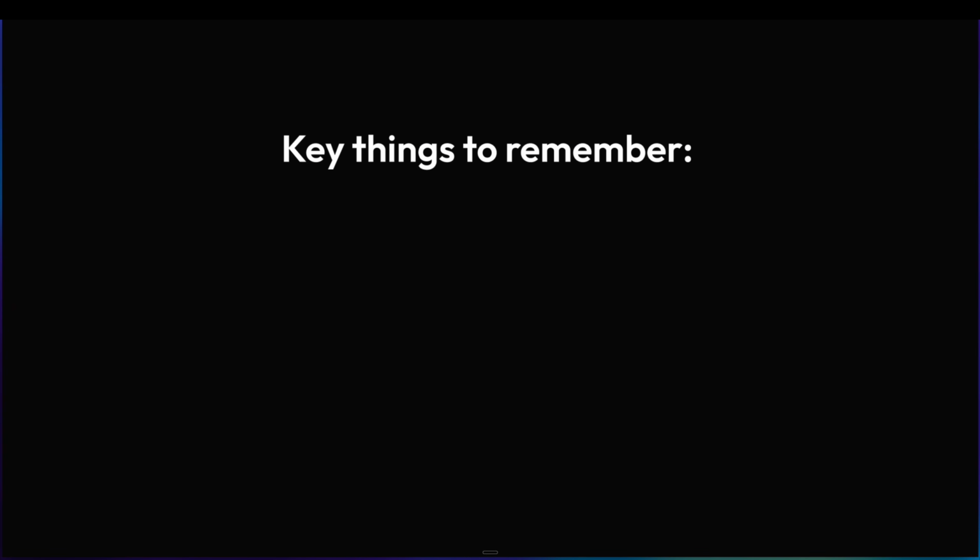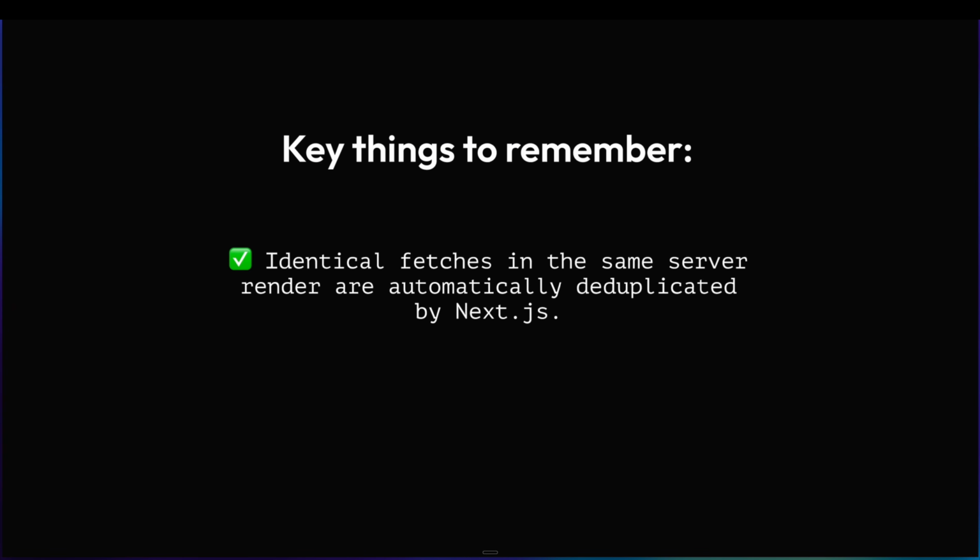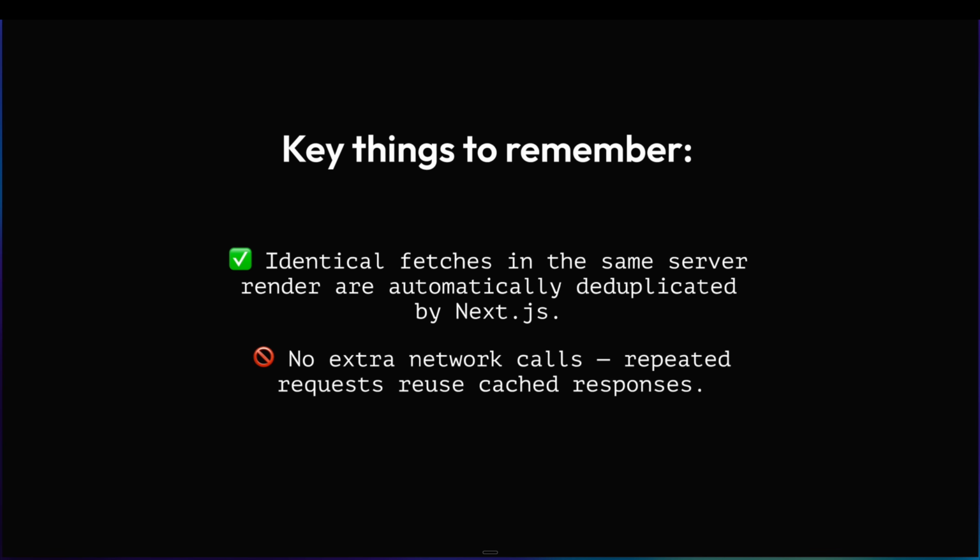So the key thing to understand here is that if you make the same fetch request multiple times during the same server render pass, Next.js will automatically deduplicate it for you. And you don't have to worry about redundant fetches slowing things down, they will get deduped. So this is request memoization in Next.js, subtle but extremely powerful.